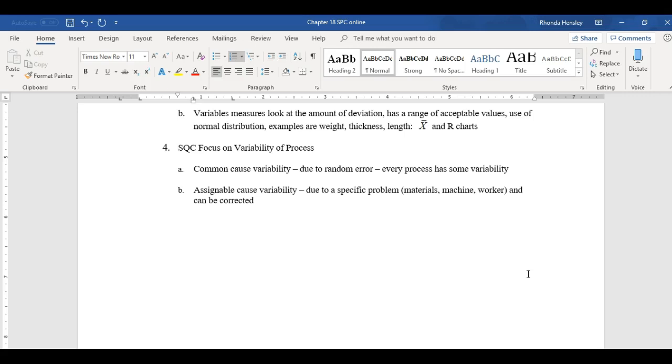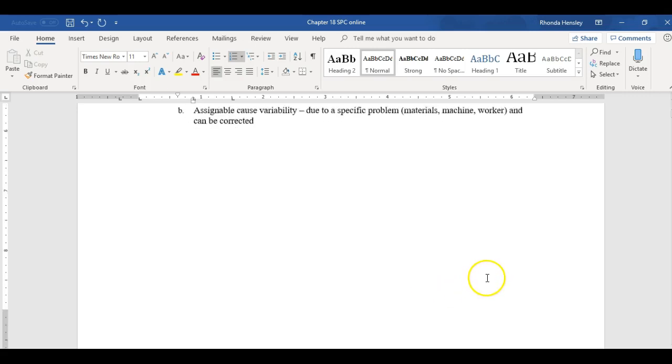Assignable cause variability is a whole different thing, though. This is due to a specific problem. Usually we divide it up and say it's due to something related to the materials you're working with, the machinery you're working on, or the worker who's doing the work. These things have to be corrected if you're going to use control charts. And the first step in building a control chart is to determine whether you have assignable cause variability that would prevent you from using a control chart. So until you get rid of it, you can identify it, but you cannot actually use a control chart on a day-to-day basis.